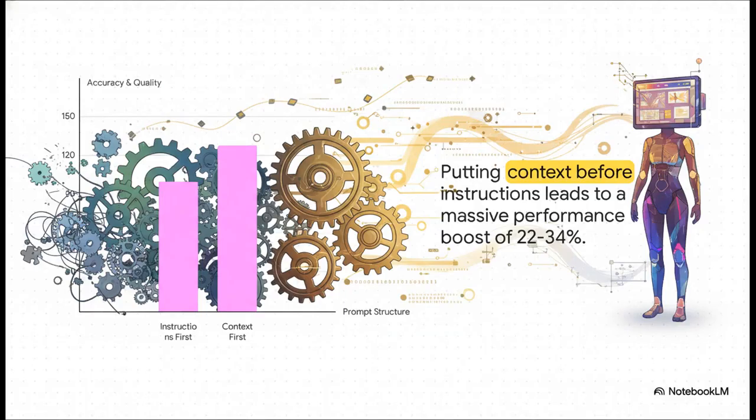And this isn't just a style tip, it's backed by hard data. Structuring your prompts with all the context first, the constraints, the references, the alternatives, that can lead to a 22 to 34% jump in accuracy and quality. This one change to your workflow is a massive, massive performance boost.